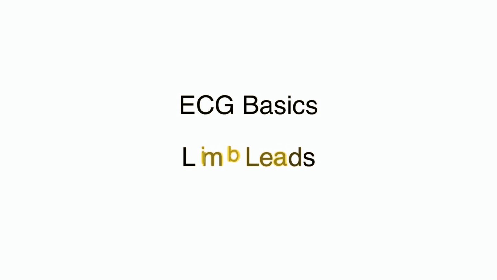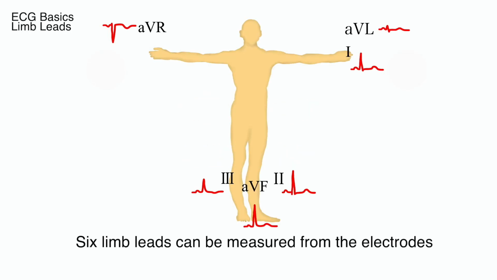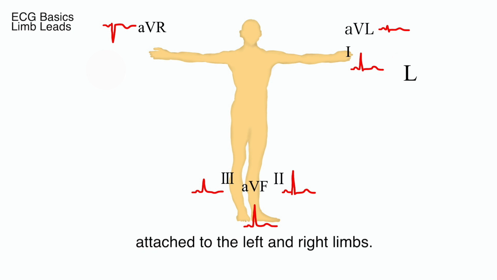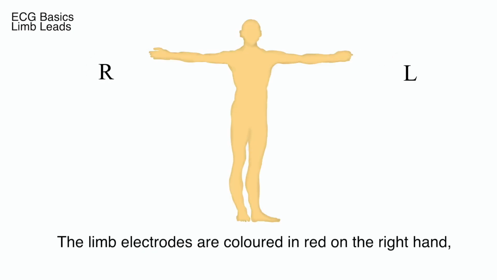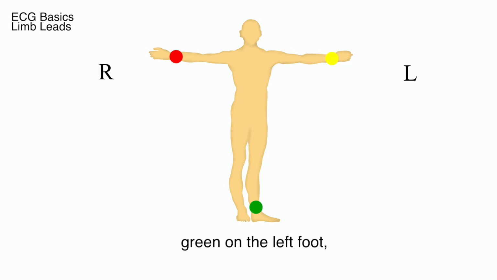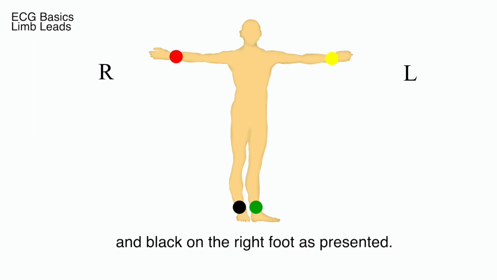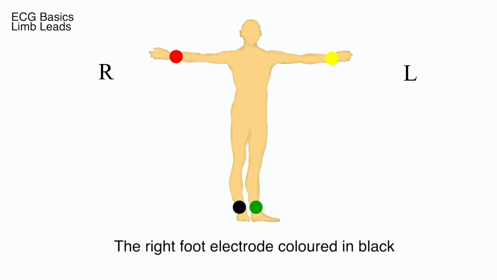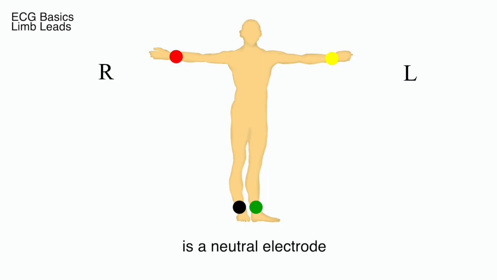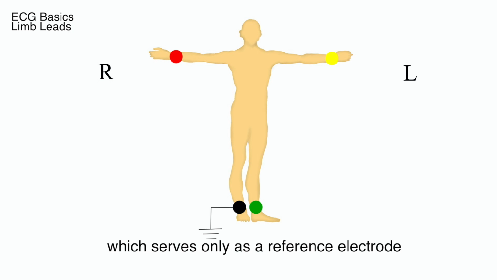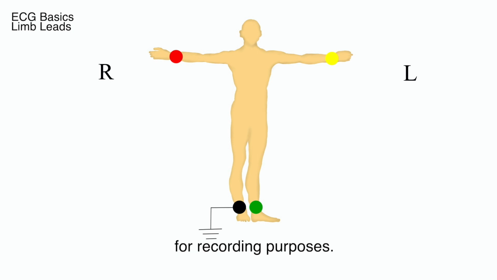Next, let's talk about limb leads. 6 limb leads can be measured from the electrodes attached to the left and right limbs. The limb electrodes are colored in red on the right hand, yellow on the left hand, green on the left foot, and black on the right foot as presented. The right foot electrode, colored in black, is a neutral electrode, which serves only as a reference electrode for recording purposes.